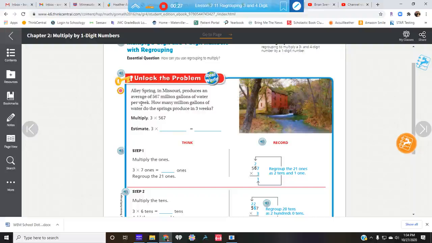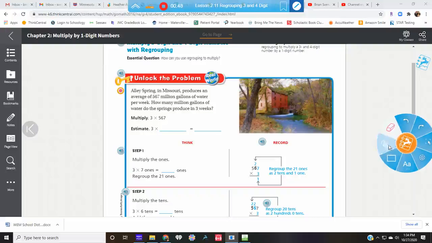Unlock the problem. Alley Spring in Missouri produces an average of 567 million gallons of water per week. How many million gallons of water do the springs produce in 3 weeks? Okay, so when we talk about what we need to know, we need to know how many million gallons of water the springs produce in 3 weeks.